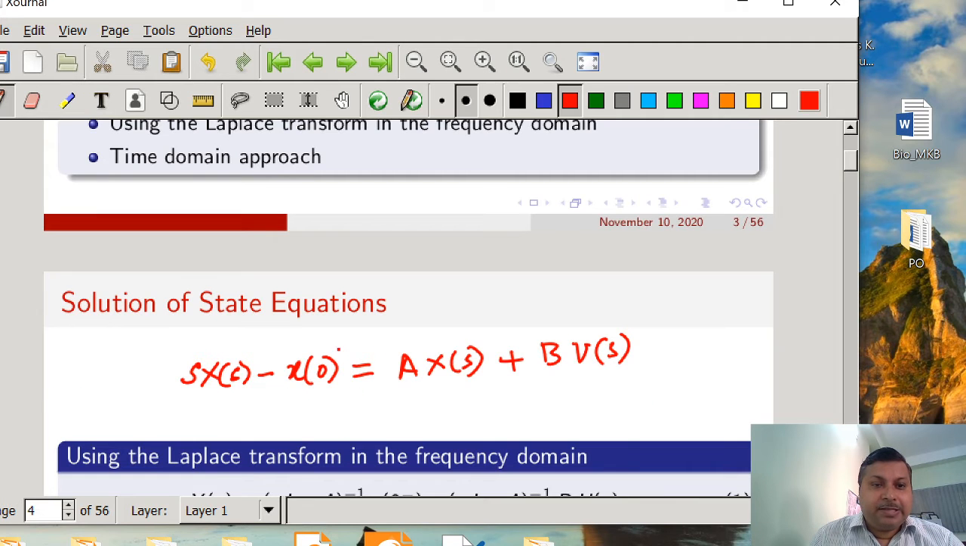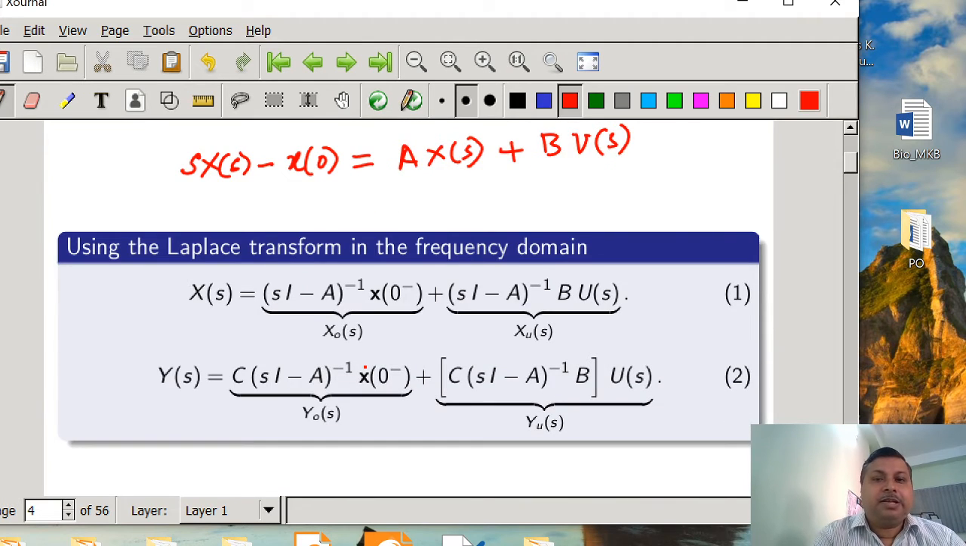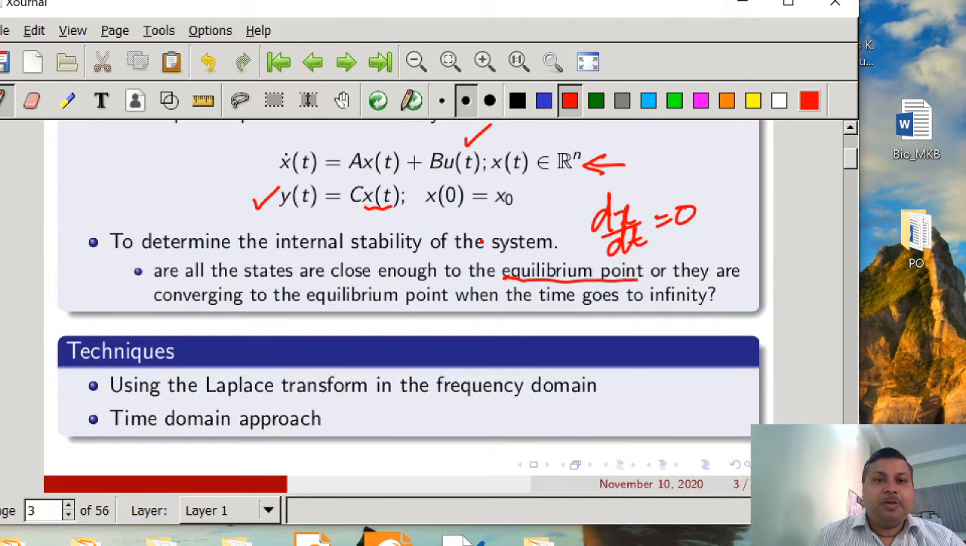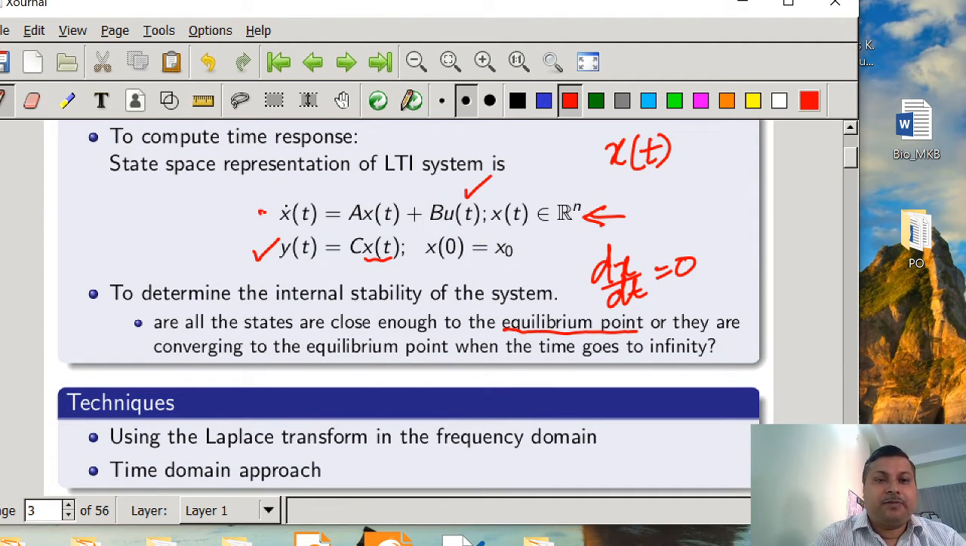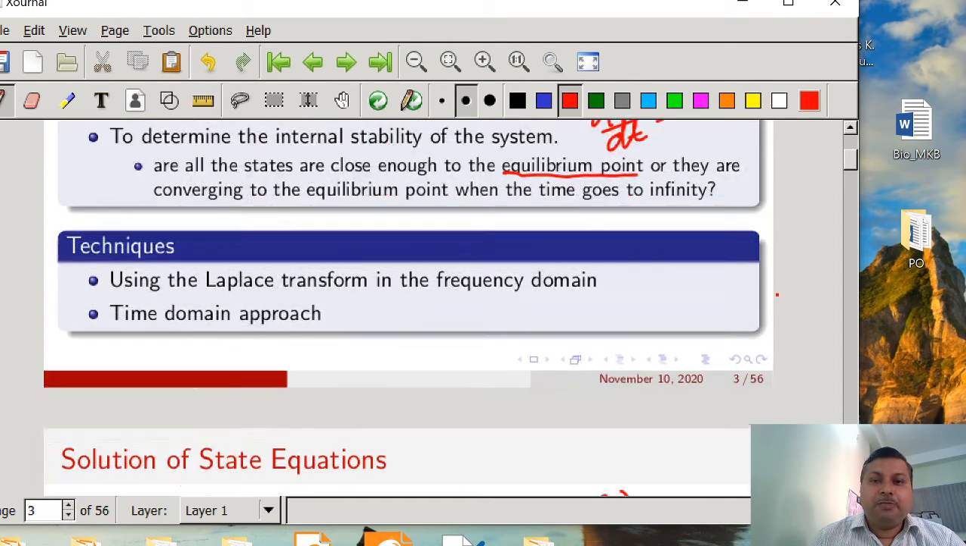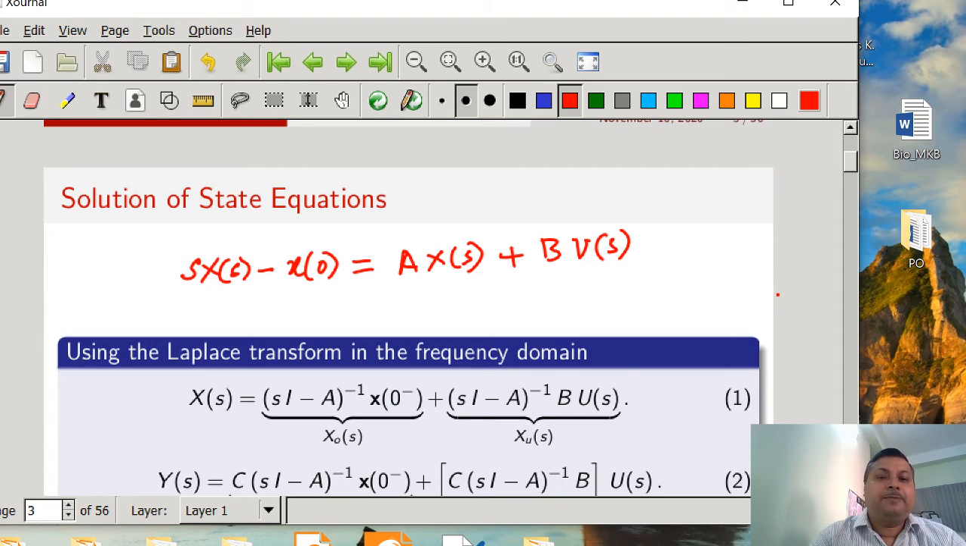Now if you rearrange this equation, we can write X(s) as indicated in equation 1: X(s) equals (sI minus A) inverse times the initial condition x(0), plus (sI minus A) inverse B U(s). Now you can see the advantage of the Laplace transform. It was a set of first order differential equations, and once you apply the Laplace transform, in the frequency domain it becomes an algebraic equation.